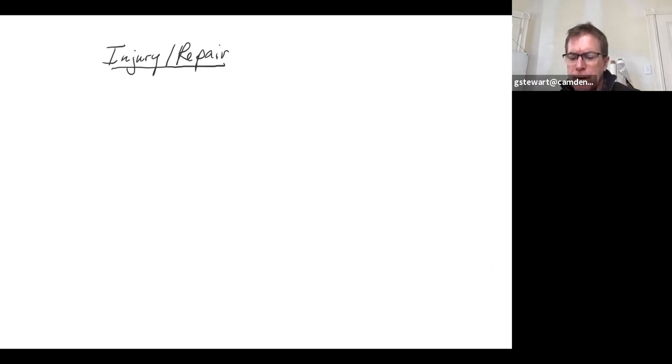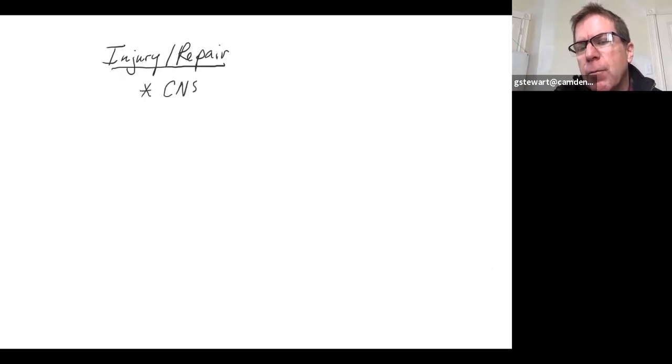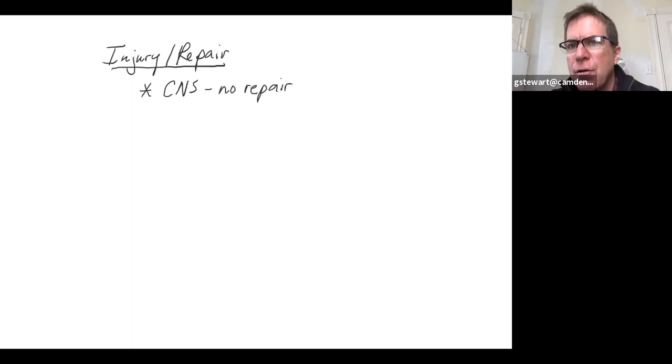First and foremost, there's details in your book about this. I think they have diagrams as well. This is pretty much an absolute. In the central nervous system, the brain and spinal cord, there's basically no repair of neuron injury.